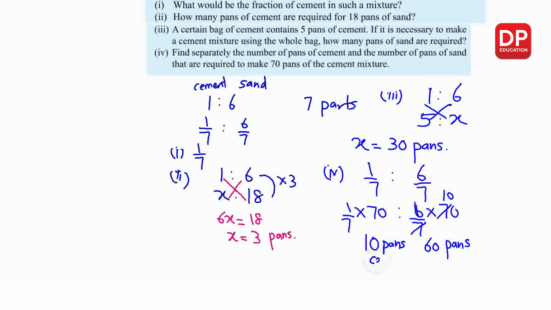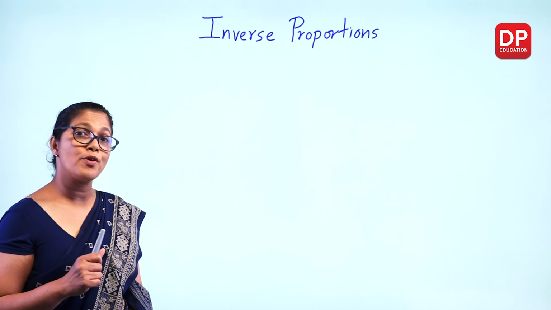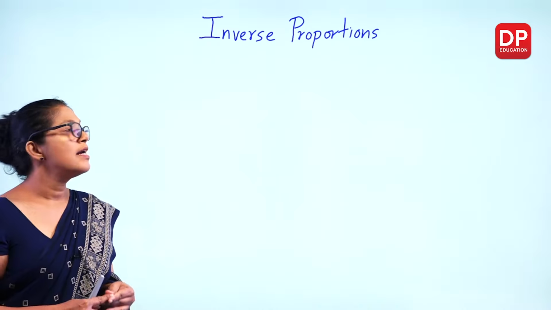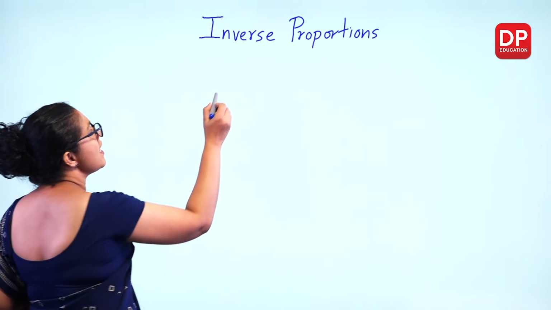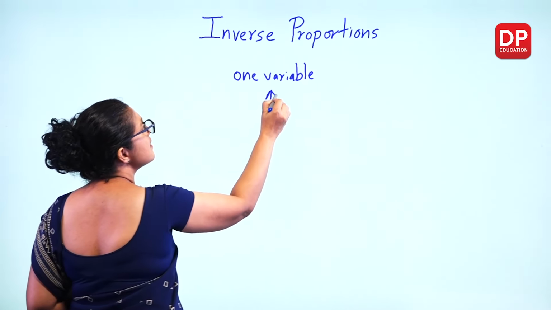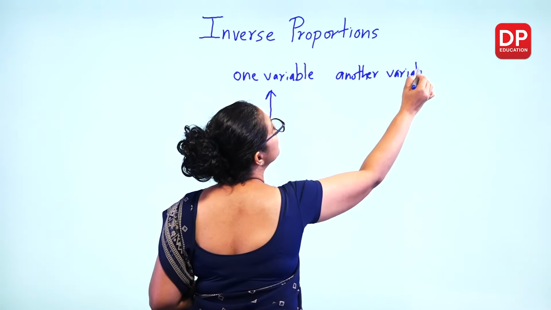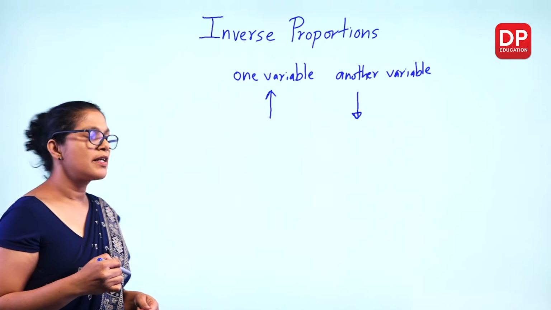So this is cement and this one is sand. Now we'll look at what inverse proportion is. We discussed direct proportions. When one variable increases, the other also increases, we call those direct proportions. So what are inverse proportions? The opposite way. So here, if one variable increases and the other variable decreases, we call those inverse proportions or indirect proportions.